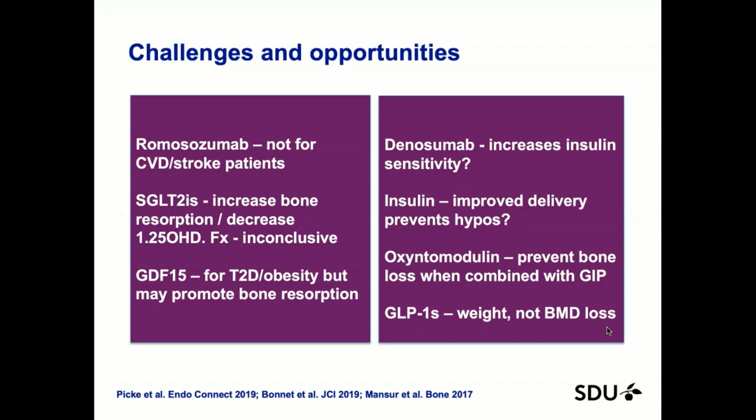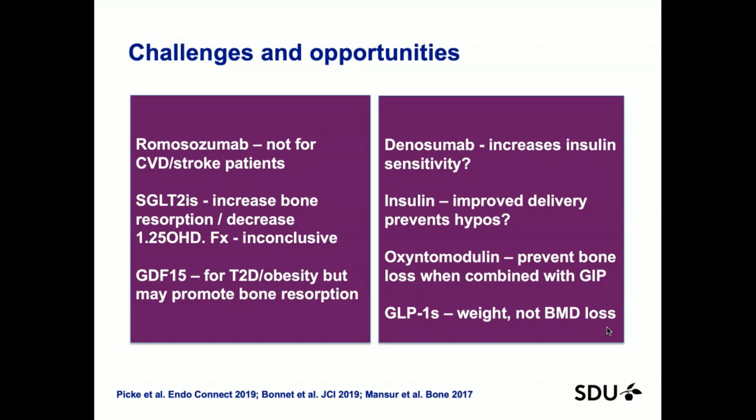Very recently, there was a study by Bonnet reporting that denosumab could actually increase insulin sensitivity. And that, of course, is something that's particularly interesting and could suggest that this drug would be superior in patients with type 2 diabetes. There are a number of different approaches to treating diabetes, in particular type 1 diabetes, and that includes closed-loop systems that improve delivery of insulin and may prevent hypos that can cause falls and fractures, and may also be able to increase the amount of insulin given to young people, and then perhaps we could have the benefit of the anabolic effect of insulin even in youngsters, and that might increase peak bone mass.